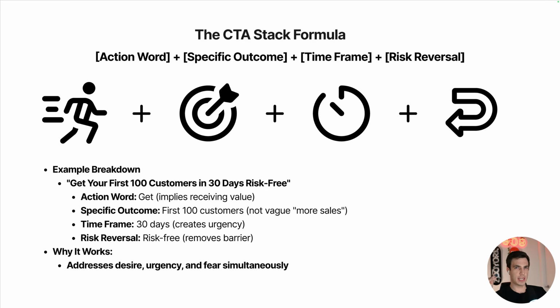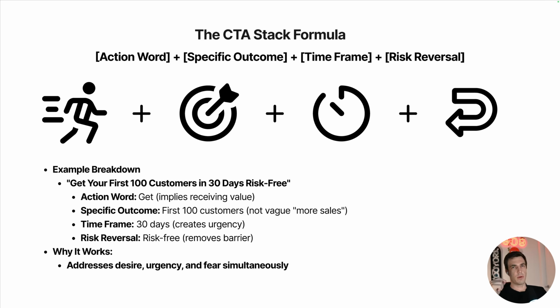Here's the call to action stack formula. Basically, what we're looking at is having an action word, a specific outcome, a time frame, and a risk reversal. An example breakdown of this would be get your first 100 customers in 30 days risk-free. So the action word is get. It implies that the visitor is receiving value.